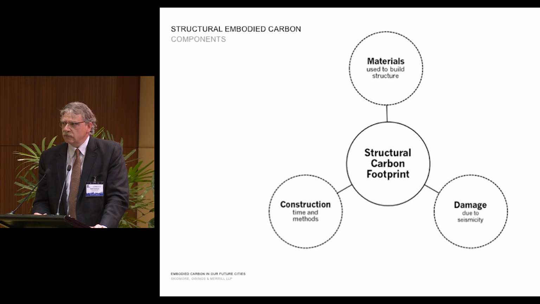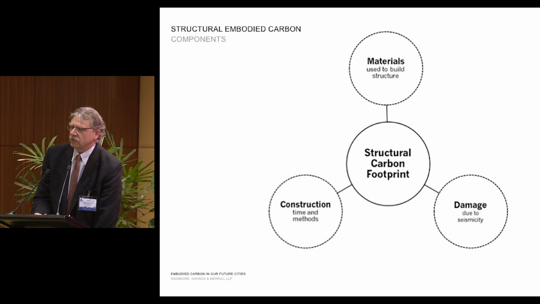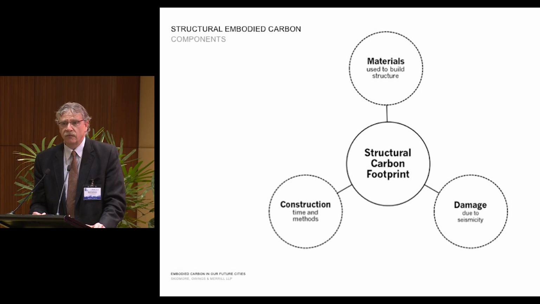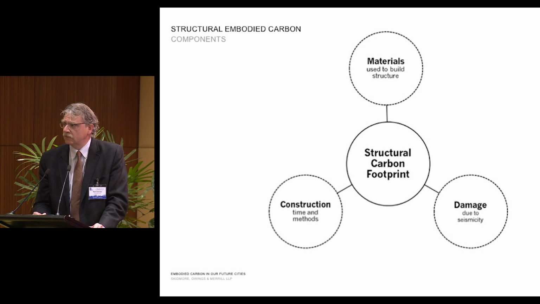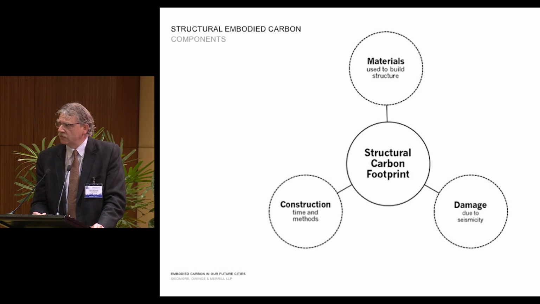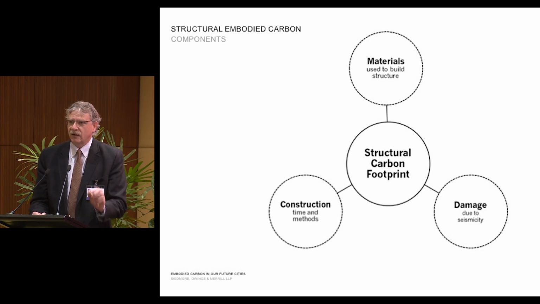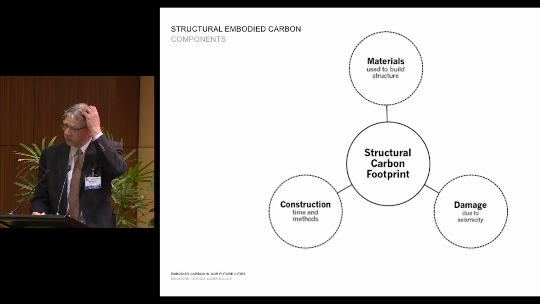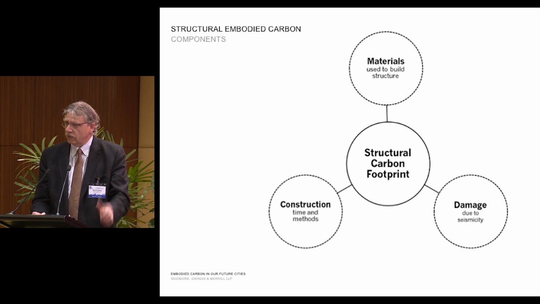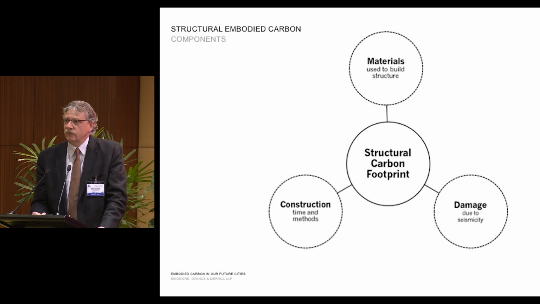When we talk about embodied carbon, there are really three primary components. There's materials, there's construction, and then there's something that's very important, that's damage. And damage can come from various things. It can come from the environment, it can come from seismic issues, but this is something that we need to consider. And we need to consider buildings having a life. They're not there forever, especially in places like California. The building will have a considered life, and we should introduce that into our designs.